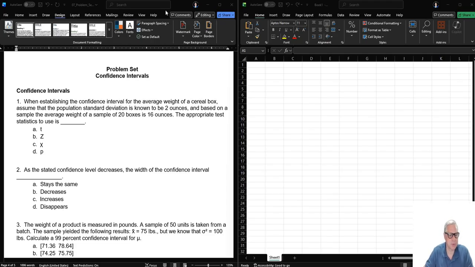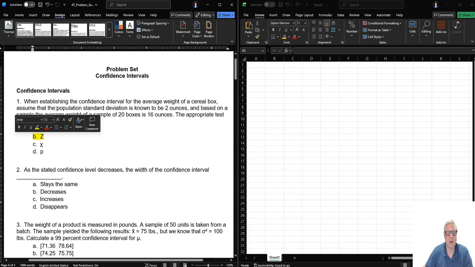So let's first start with a couple of easy questions that we will calculate by hand. So when establishing the confidence interval for the average weight of a cereal box, assume that the population standard deviation is known to be 2 ounces. And based on the sample, the average weight of a sample of 20 boxes is 16 ounces. So the appropriate test statistic to use is, in this case, the z-score. Why? Because we know the population standard deviation.